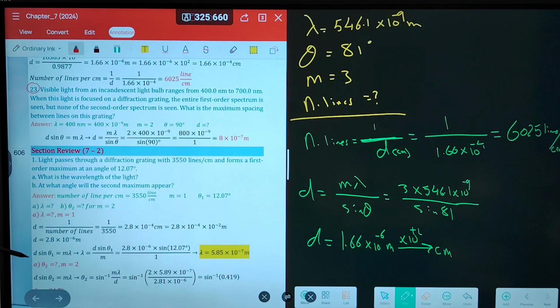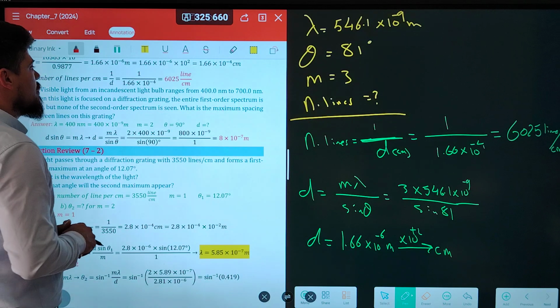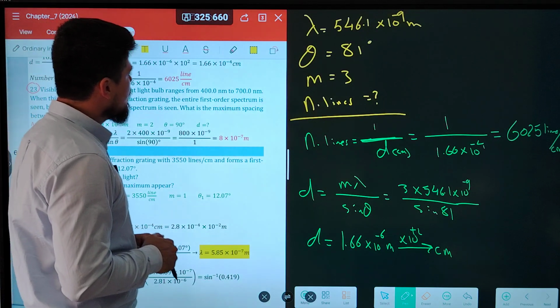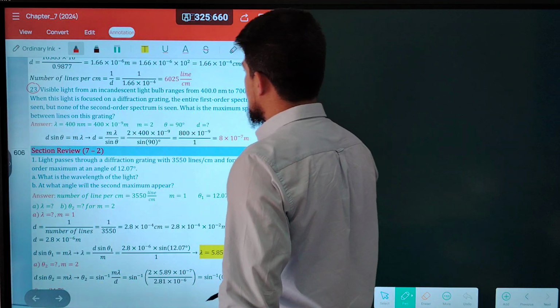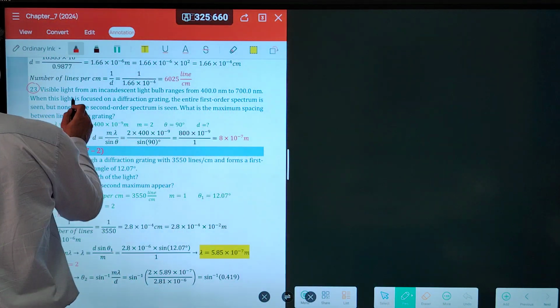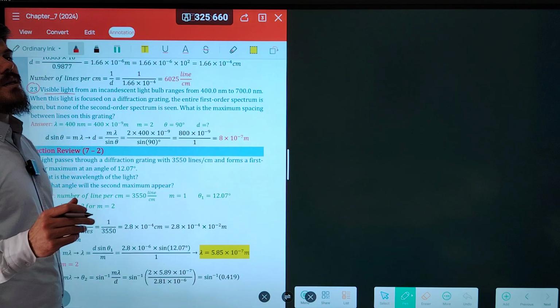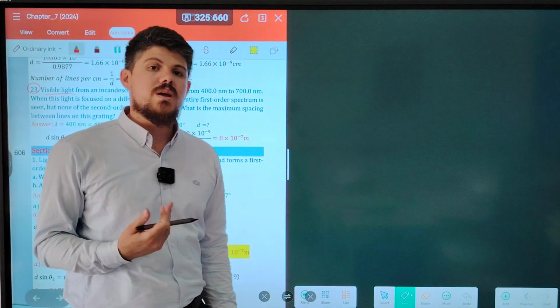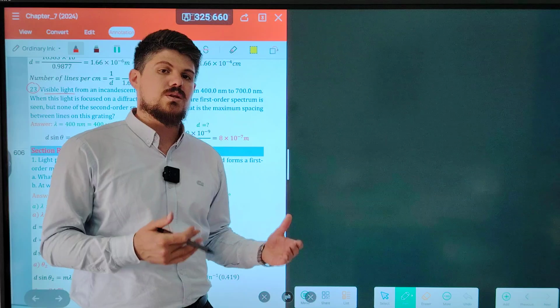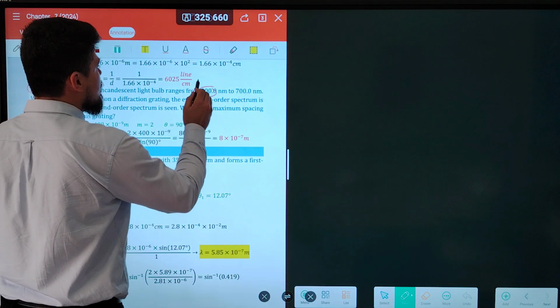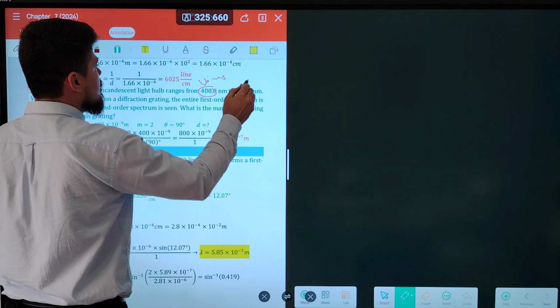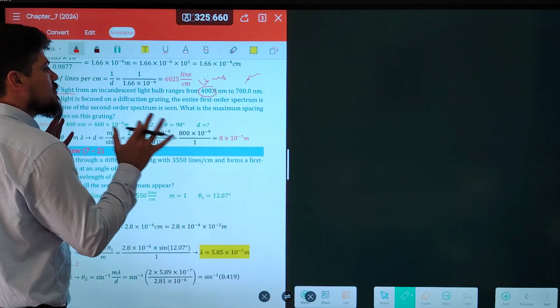Visible light from an incandescent light bulb ranges from 400 nanometers. This question also is a very good question. You know that visible light is a polychromatic light. It has several colors, several wavelengths, from red at 700 nanometers to violet at 400 nanometers. This one is violet, this is red. This is the range of the white light.